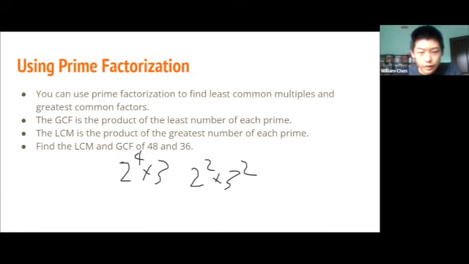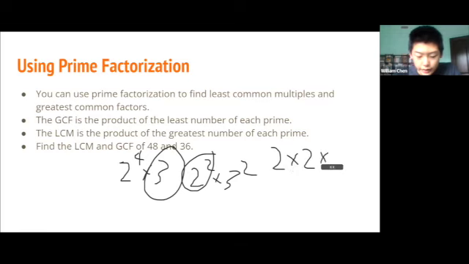The GCF is the product of the least number of each prime. If you look at the prime 2, the least number of it is 2, so we take this for the GCF. And for the prime 3, the smaller number is 1, so we take that for the GCF. Therefore, we can multiply them together. We can see that the GCF is 2 times 2 times 3 equals 12. Therefore, the GCF is 12.